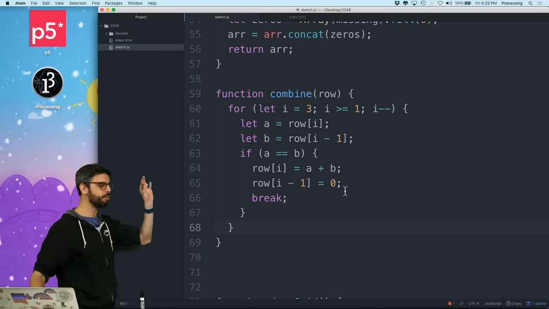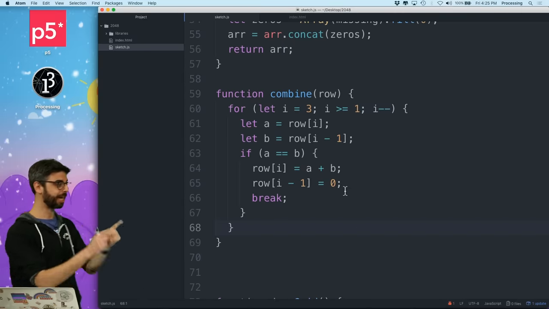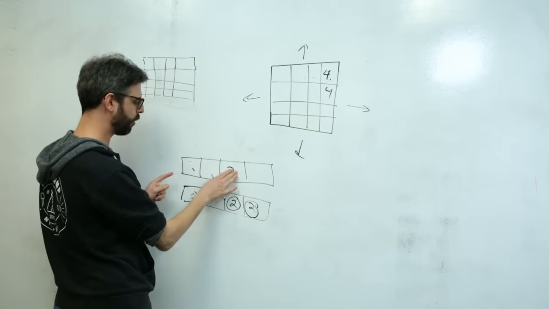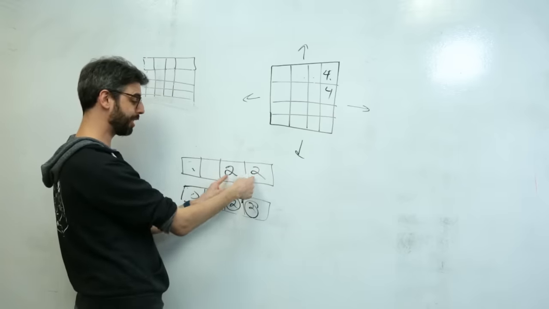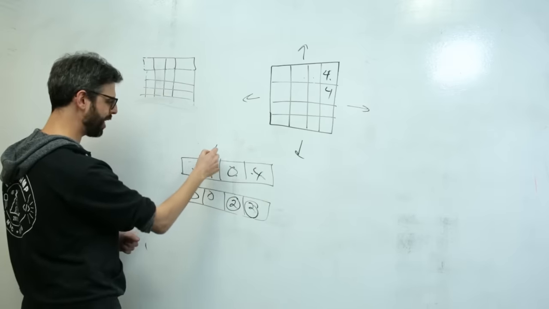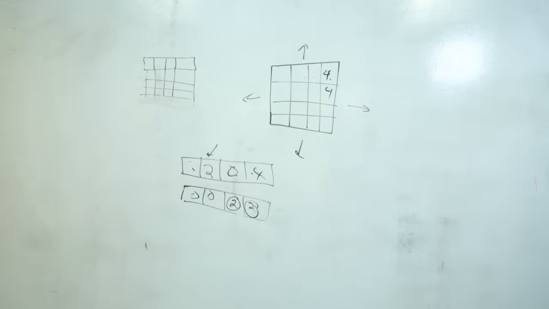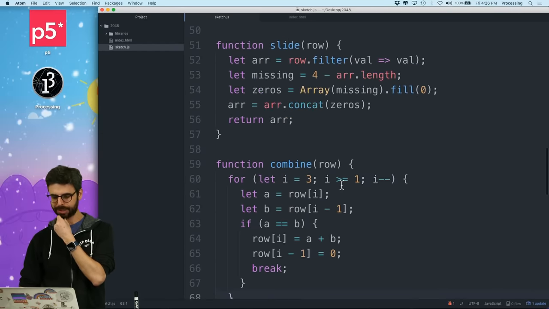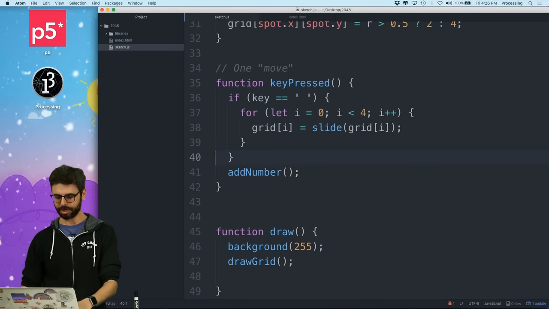Again, I'm going to need to do more, and there's probably a way for me to write this shorter, but I'm just going to go from the back and check the last two. I've already slid everything, so I'm going to check this one versus this one. If they're the same, this becomes 0 and this becomes 4. Now, if this were here, I still have to do more. I've got to slide again. Now I should say, I want to slide the grid. Oh, and so hold on.